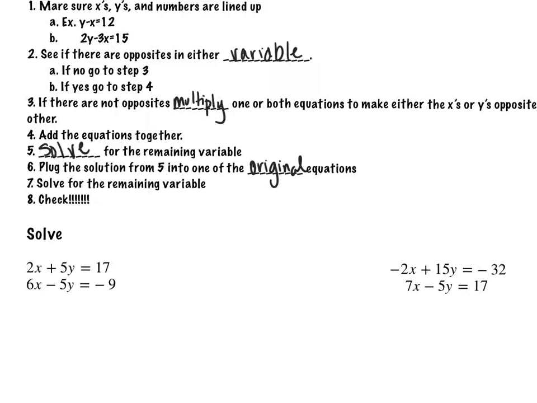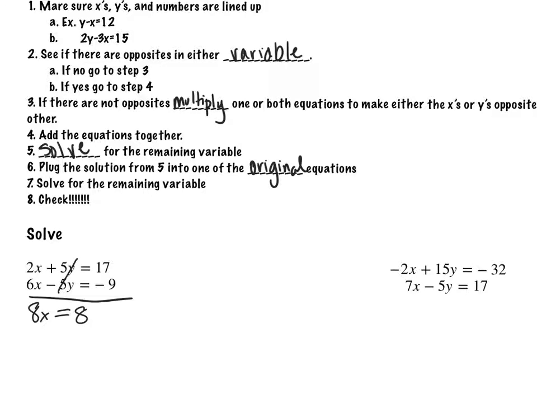So when I ask, do I have opposites? Which ones? The 5y. Positive y, negative y. So I'm just going to add these equations together. What is 6x plus 2x? 8x. Plus 5y minus 5y reduces to 0. And then 17 plus 9 is 26.